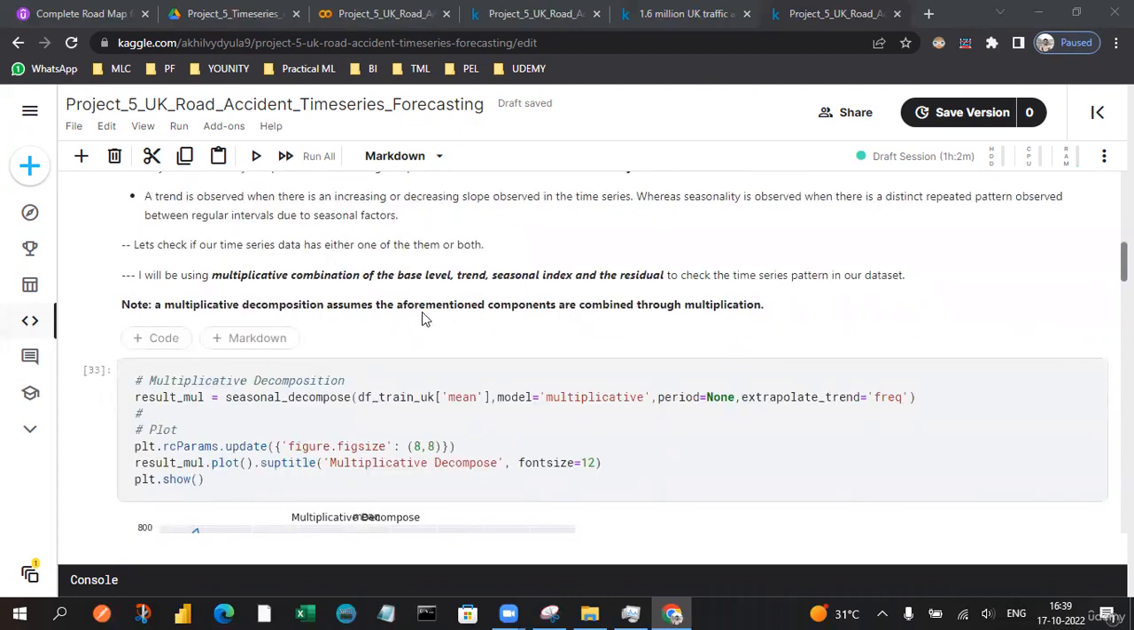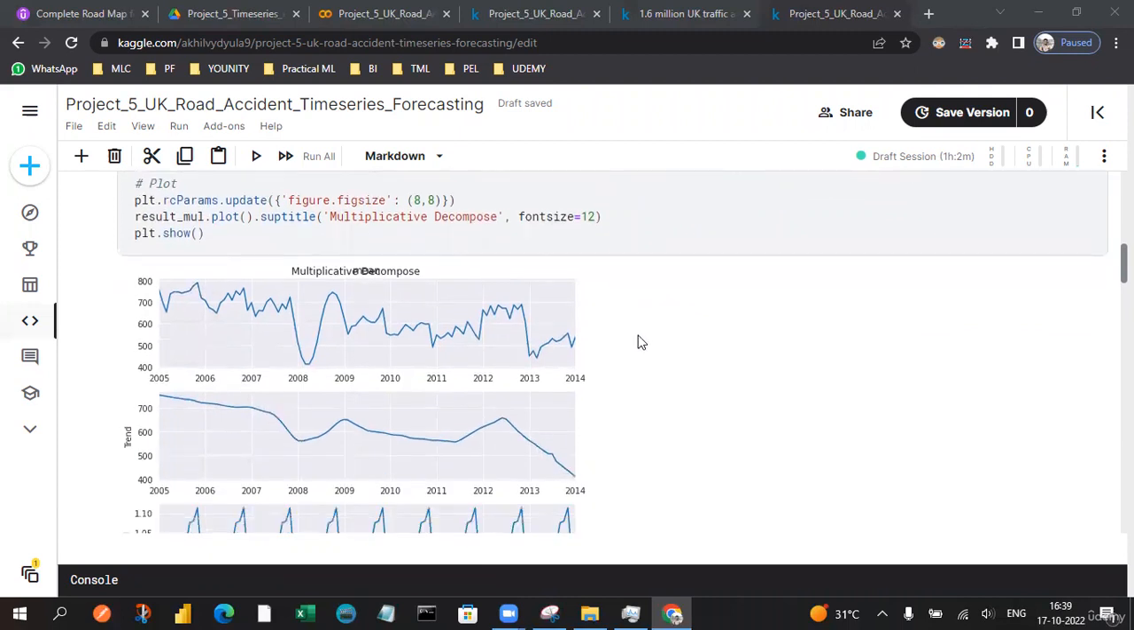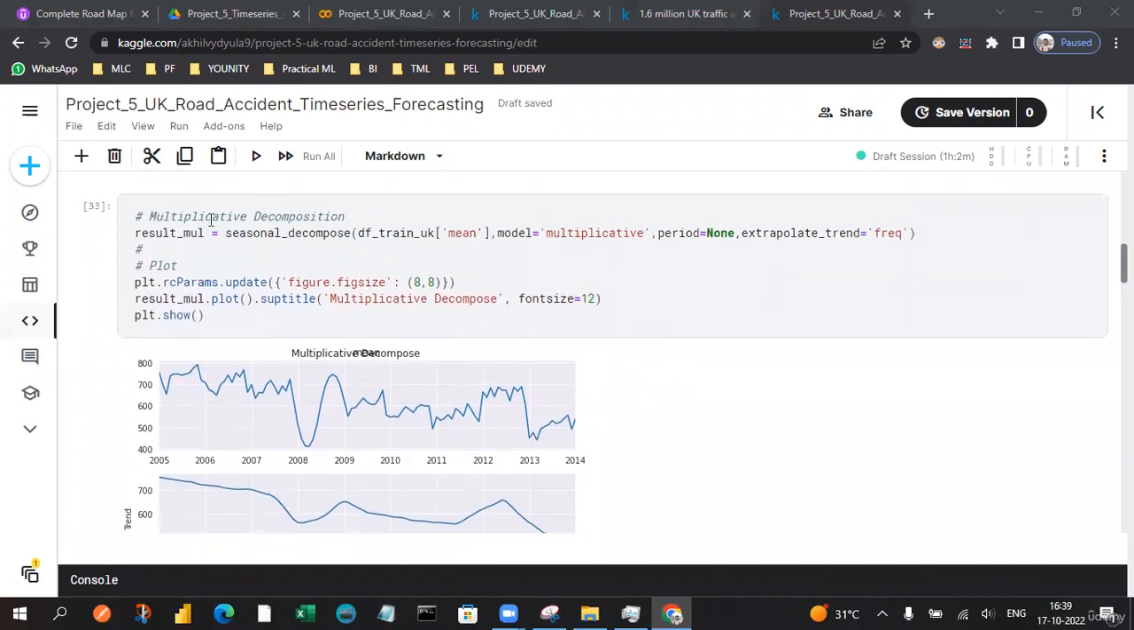So currently we're going to use the multiplicative combination of the base level along with the trend and also the seasonality index along with the residual to check the patterns in our time series data set. So a multiplicative way of decomposition assumes the components are combined by multiplication. So let's see how multiplicative decomposition is going to work. We already saw this in the previous classes. So if you are not fully familiar with the terms we are teaching about multiplicative decomposition, please go and watch those videos so that you will be able to understand what exactly these terms are and how they impact the model building.